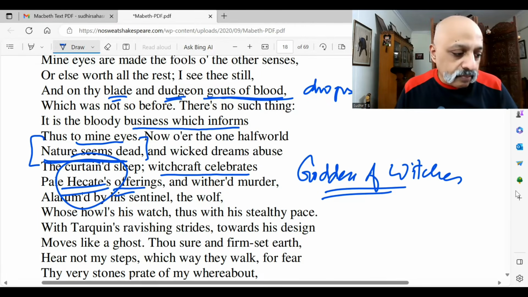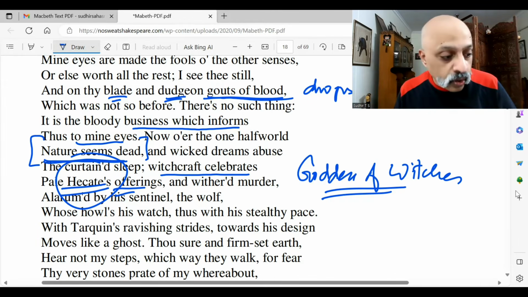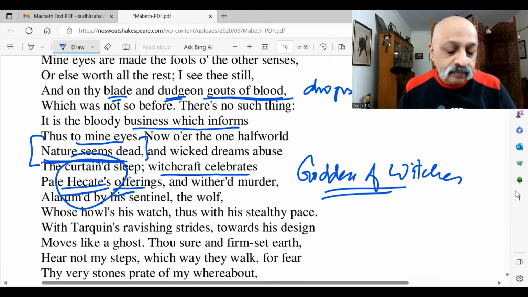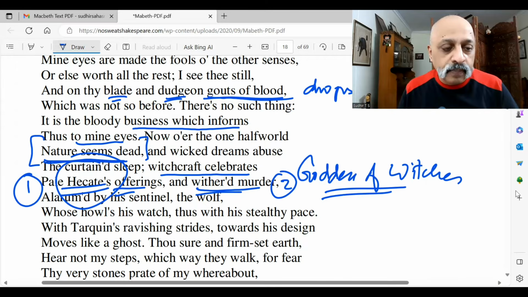Okay, and Hecate, what she had done was she had raised a temple to goddess Diana, who is the goddess of the moon, in which she performed human sacrifice, and Hecate's offerings are the ritual sacrifices. So he says that uske baad, then the next one he goes to withered murder. This is the second reference. The first reference is Pale Hecate. The second one is withered murder.